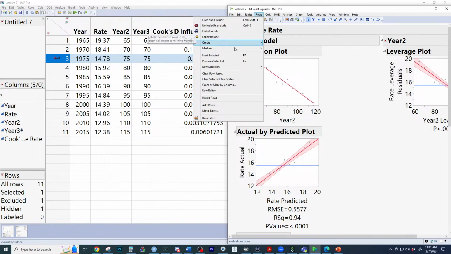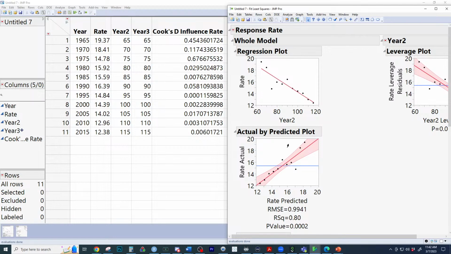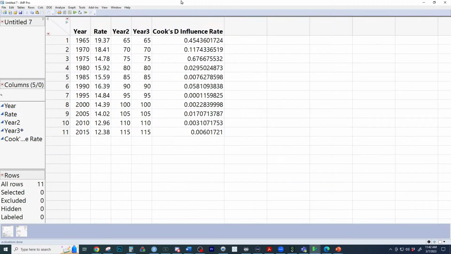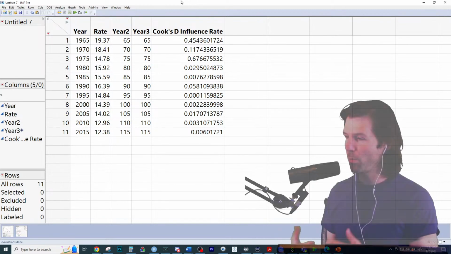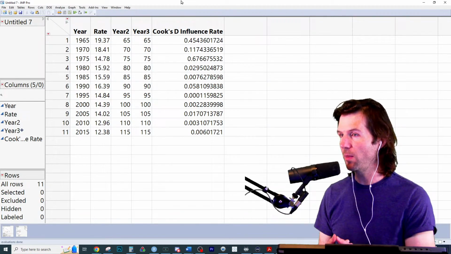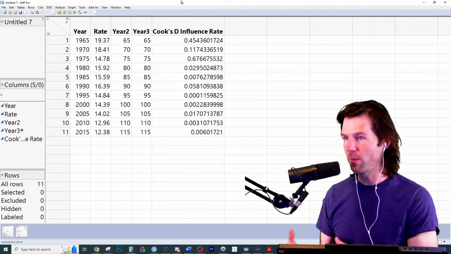on the model. So clearing the row states again will bring it back, and you'll see a change to the model, more drastic because it has higher influence. But that's how we can analyze things with more upper level statistics to find the most influential points in the model. And no points should have a large amount of influence.